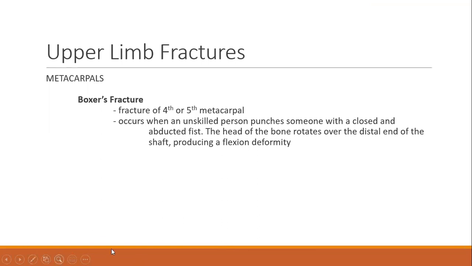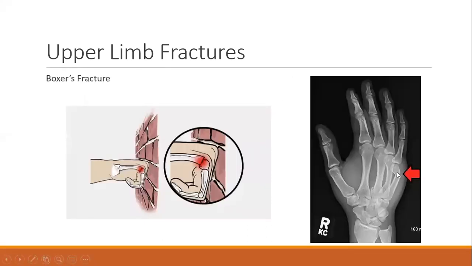She didn't mention Boxer's fracture, but I'm going to mention Boxer's fracture. It's a common clinical correlation when it comes to the hand. The irony is that they call it Boxer's fracture, but most often the people who get this injury are unskilled people who throw a punch. Because they are slightly abducted when they throw the punch, the force of the punch ends up on their fourth or fifth metacarpal, and they'll end up breaking off the distal head of the bone. So it'll look like this on an x-ray.